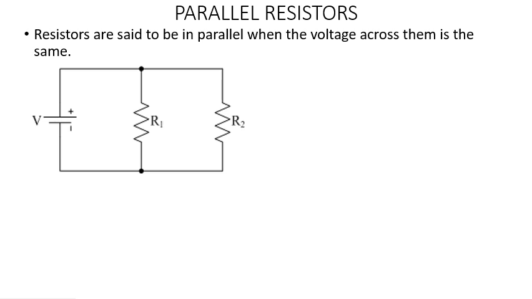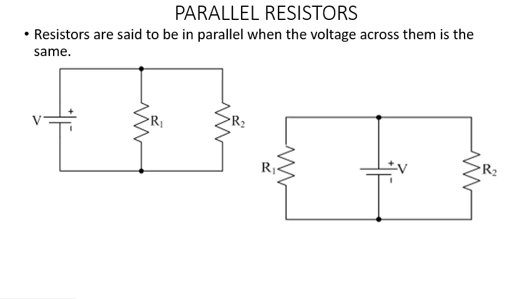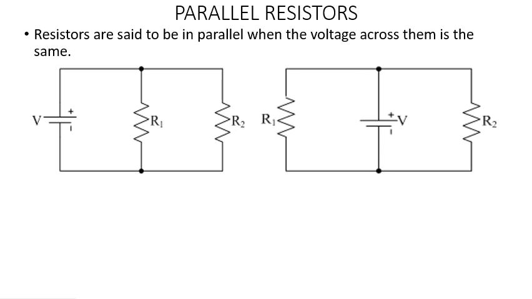Let me say they've given me R1 and R2, and let's say I don't even know the definition that resistors are said to be in parallel when the voltage across them is the same. Let's assume that I don't know that, and I want to really find out which of these resistors are in parallel. So we have R1 here and we have R2 here. Let's consider this figure first. I want to check whether they are in parallel.